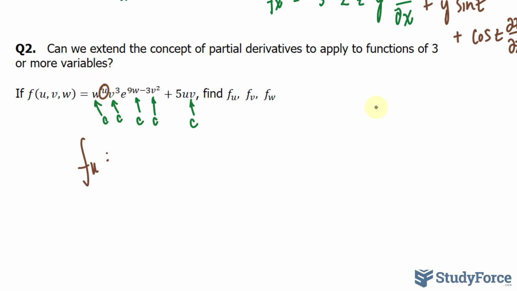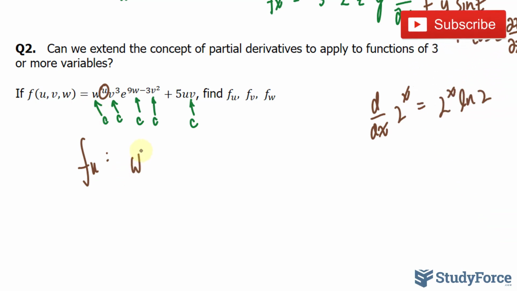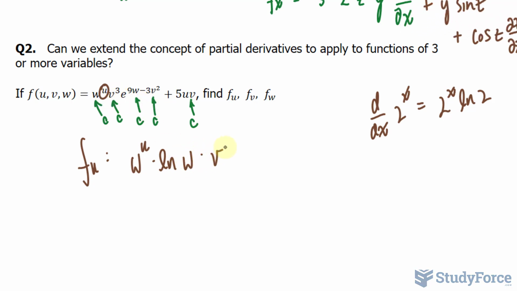And that reminds me of when we took the derivative of 2 to the power of x. That was equal to 2 to the power of x ln 2. So we have to do the same thing here. We have to use this pattern. In our case here, for this factor, we would write down w to the u times ln w. And since these are all constants, they are written as factors. And now we focus on this term. V is a constant, u isn't. Taking the derivative of u is 1, using the power rule, leaving us with 5v.